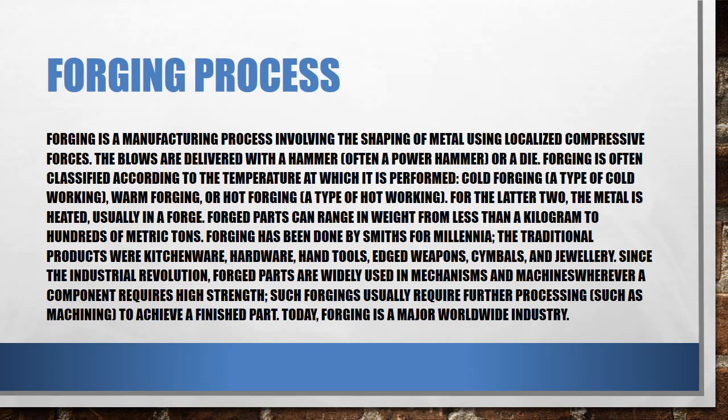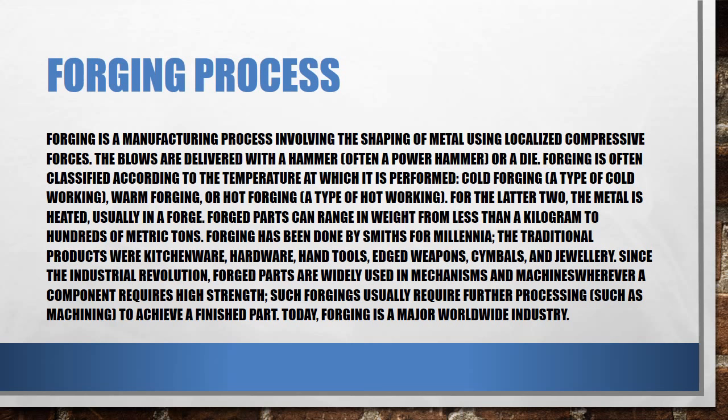Third process, forging process. Forging is a manufacturing process involving the shaping of a metal using localized compressive forces. The blows are delivered with a hammer, often a power hammer, or a die. Forging is often classified according to the temperature at which it is performed.